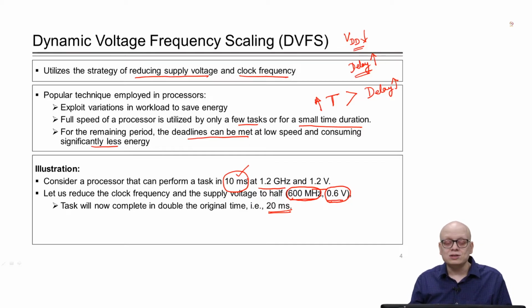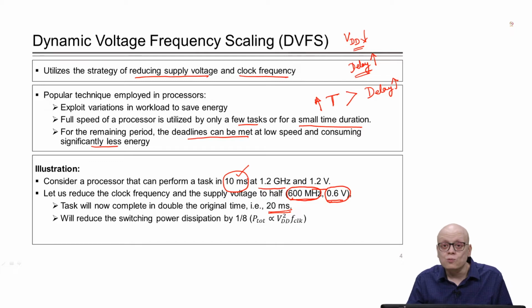Now, as a result of this reduction in the frequency and the supply voltage, how much power dissipation do we save, right? We can compute that. So, we will reduce the switching power dissipation by 1 by 8. Why? Because from the earlier discussion we have seen that switching power is dependent on VDD square, right, and on clock frequency, right. So, we have reduced the VDD or supply voltage by half. So, half into half, right, because it is VDD square, and we have reduced the clock frequency by half, and therefore half. So, we are getting 1 by 8th reduction in the power dissipation.